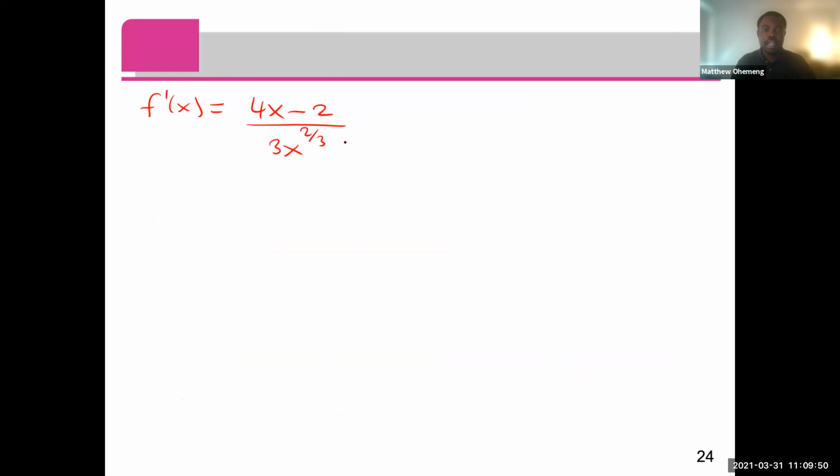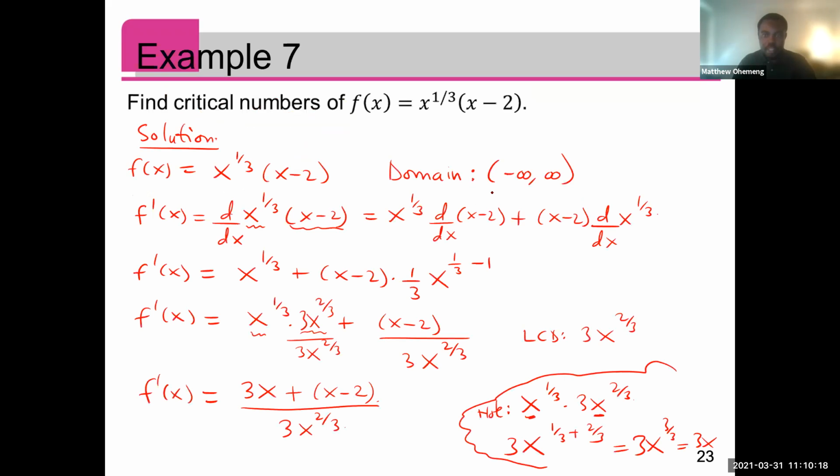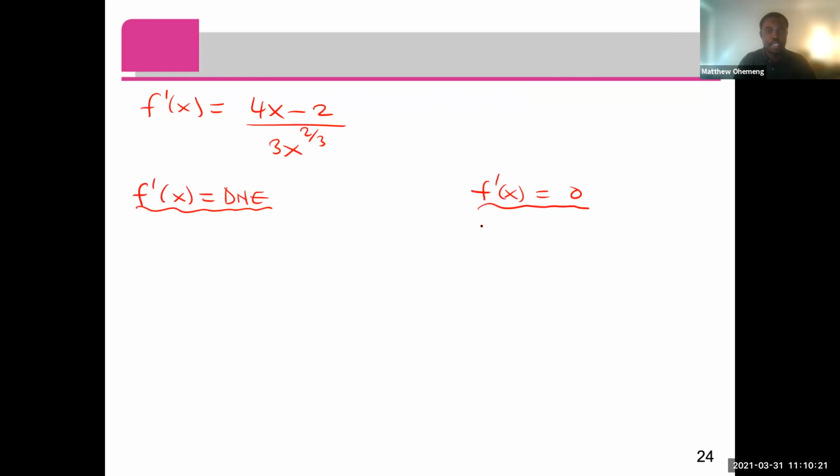Okay. So now that we have this, we try and find the critical points. After you get a derivative, you have to check for two things: where f prime of x is undefined, and where f prime of x is equal to 0. Those are the two conditions. And don't forget that any critical point we find has to be part of the original domain of the function f. The original domain is all real numbers.